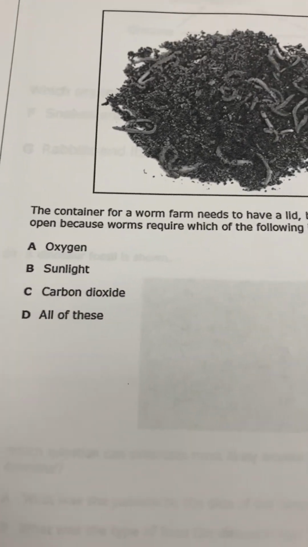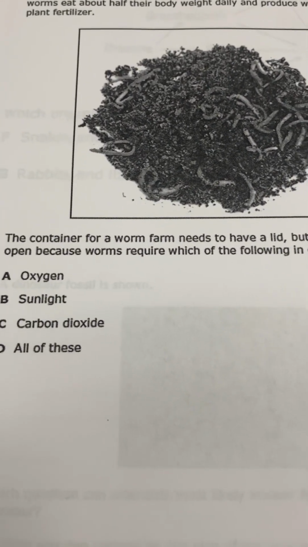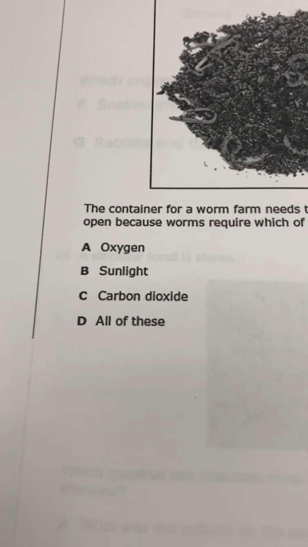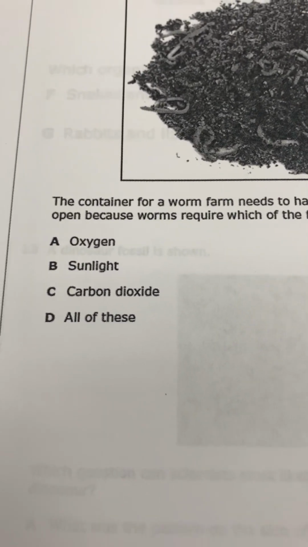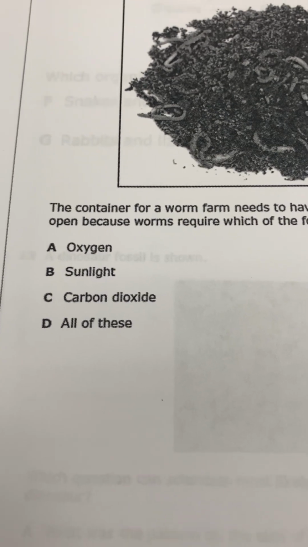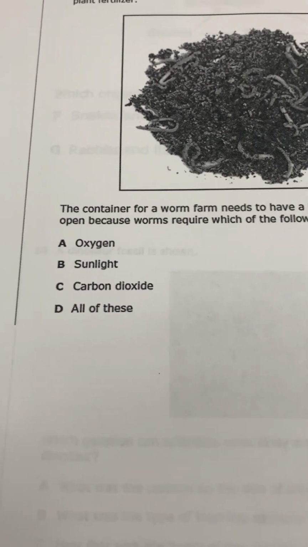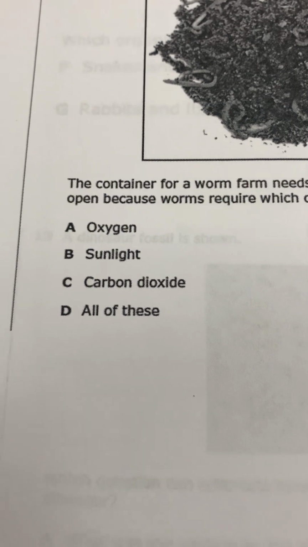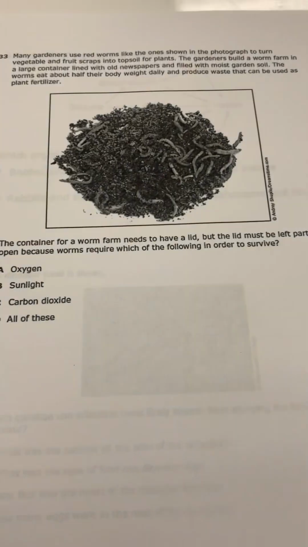The container for the worm farm needs to have a lid, but the lid must be left partially open because worms require which of the following in order to survive? So worms need A, oxygen, B, sunlight, C, carbon dioxide, or D, all of these. Which does a worm need to survive? Is it A, oxygen, B, sunlight, C, carbon dioxide, or D, all of these?